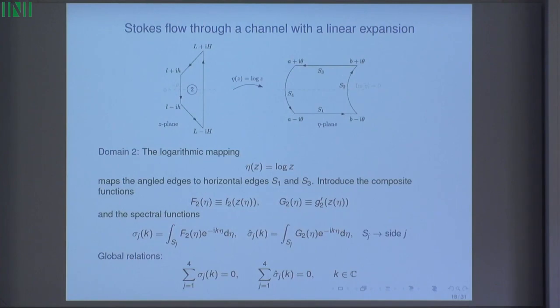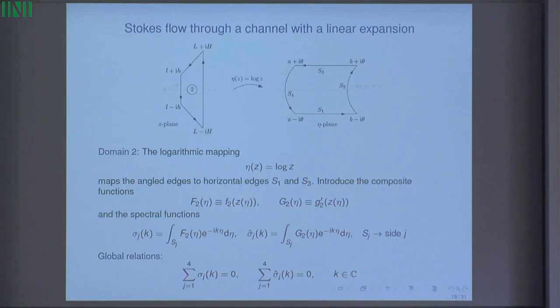If we can find these functions in this geometry, then we can go back and find them in the physical domain. So let's introduce these spectral functions, Sj of k, which are the transforms of f2 alongside sides 1, 2, 3, and 4. So these are spectral transforms of the functions along each side. And then again, these functions satisfy the global relations.